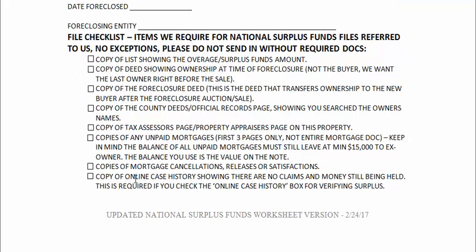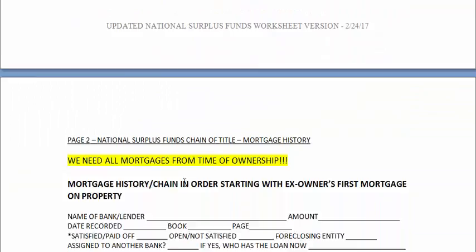Okay. Copies of mortgage calculations, releases, or satisfactions. All that is in the training that Jeff put together. He did a heck of a job on that. Copy of online case history showing there are no claims, right? If you're going to use the online case history and the money's still being held, this is required if you check the online case history box. Otherwise, call them. All right, let's keep going.